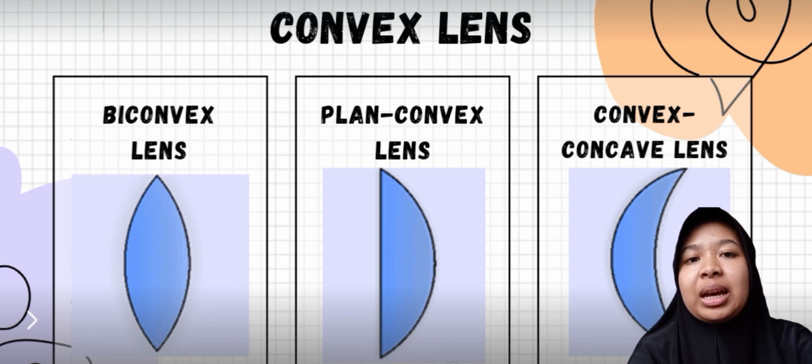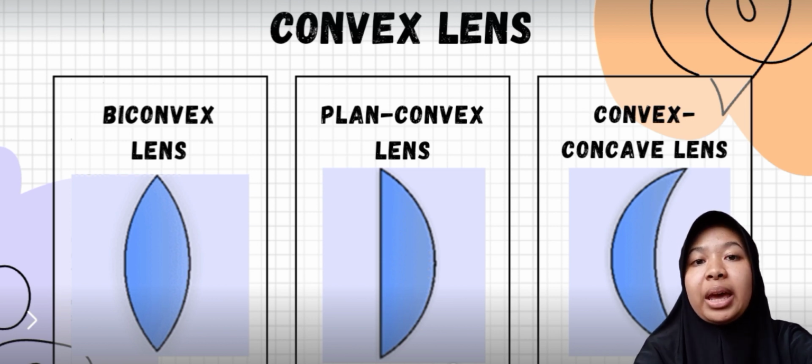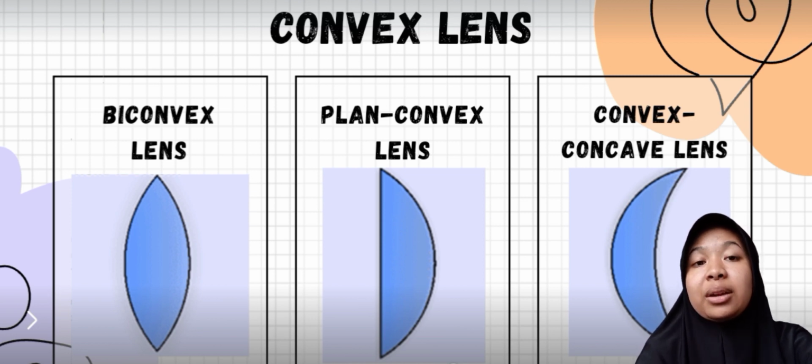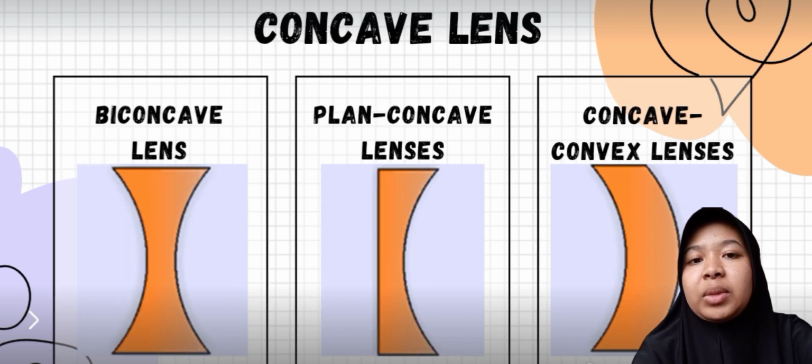Biconvex lenses are lenses that are convex on both surfaces. A plane convex lens is a convex lens bounded by one plane and one convex plane. Convex concave lenses are lenses that are limited by one convex plane and one concave plane.